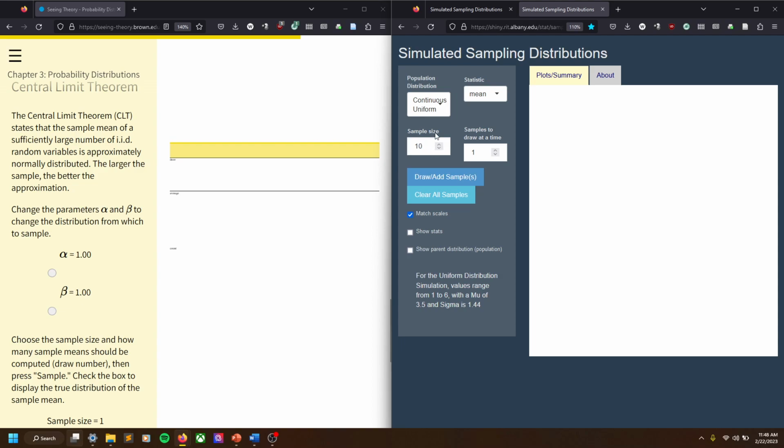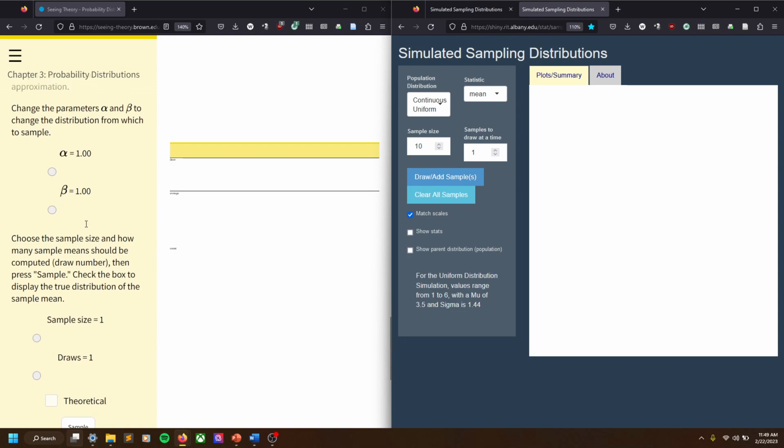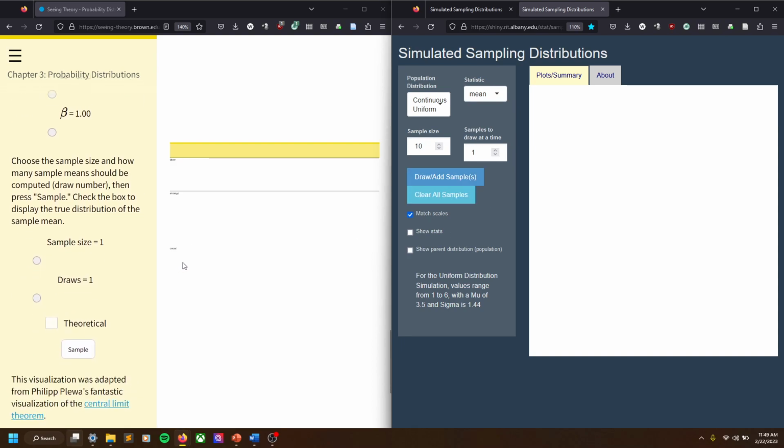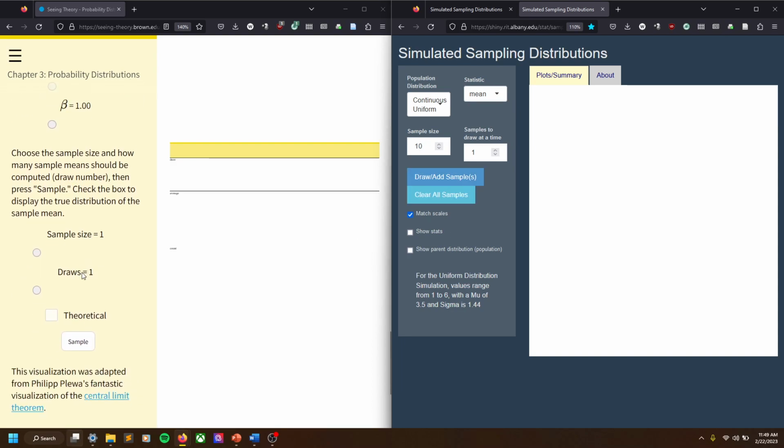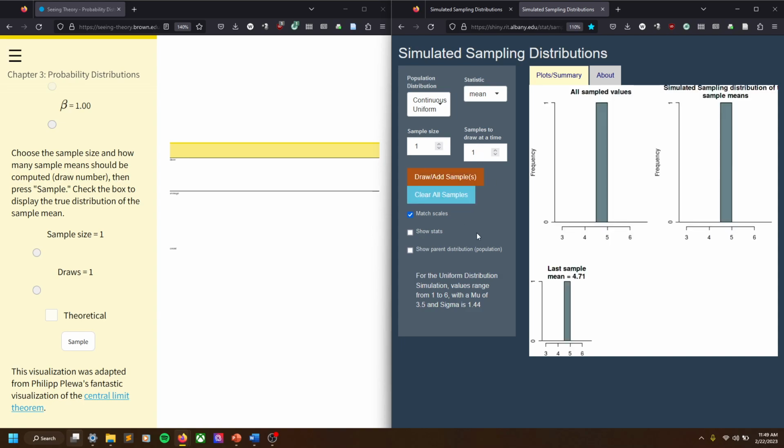And then we have statistic mean. Let's just stick to the mean because central limit theorem here, we're talking about the mean. You can play with others if you'd like to. Then we can change sample size and samples to draw at one time, which directly relates to sample size and draws over here, right? Because again, sample size is the number of participants per sample. Samples to draw is the number of samples we're collecting. And so if we draw one, then we'll see one over here.